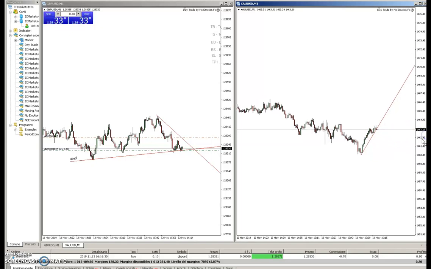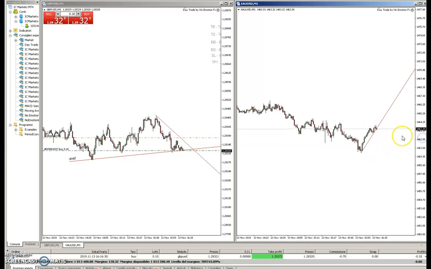Let's wait for it, let's see. But see, price not closed below the trend line. It will only open trade if price closes below trend line. So we have seen many things, and in coming days we will be coming up with many other interesting videos on our day trade EA.